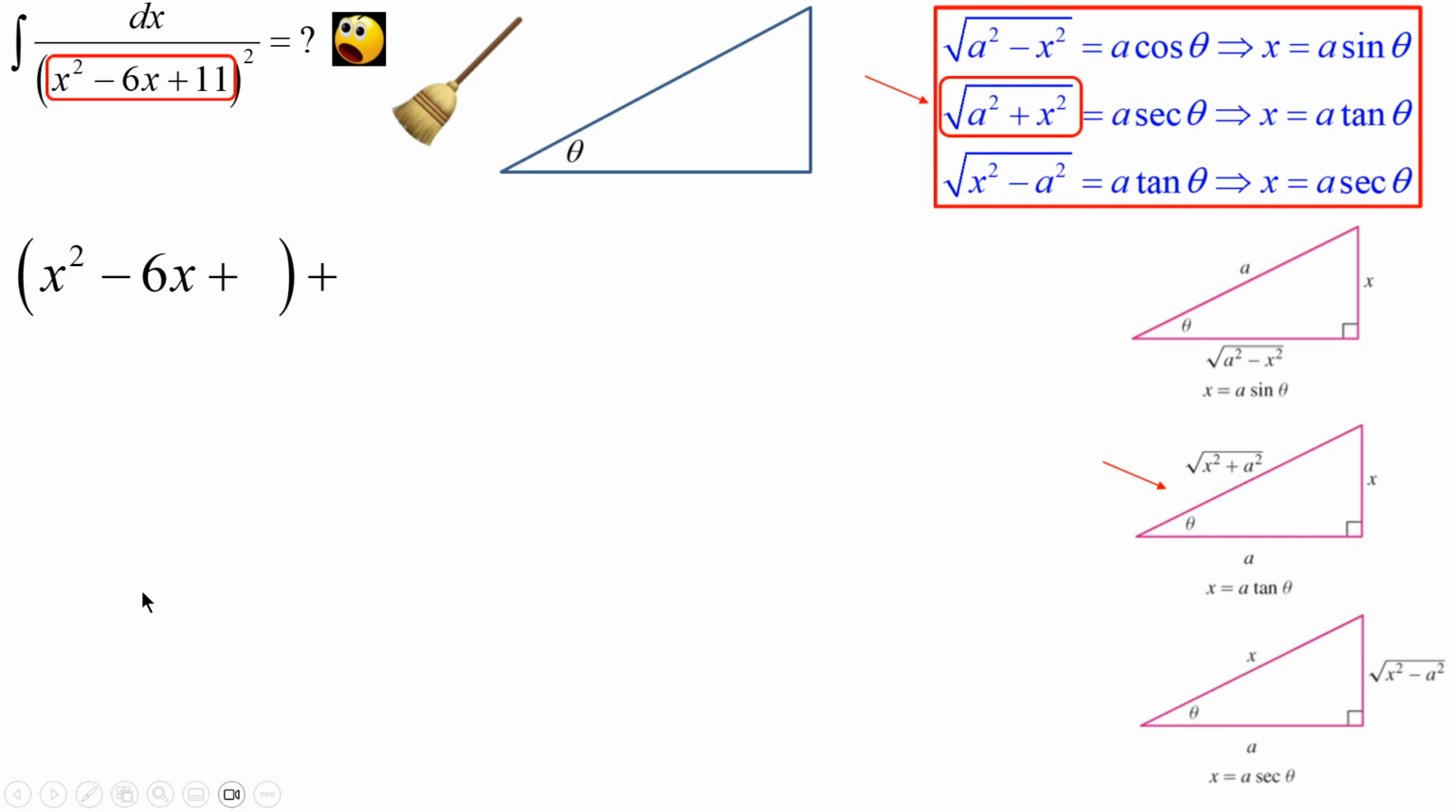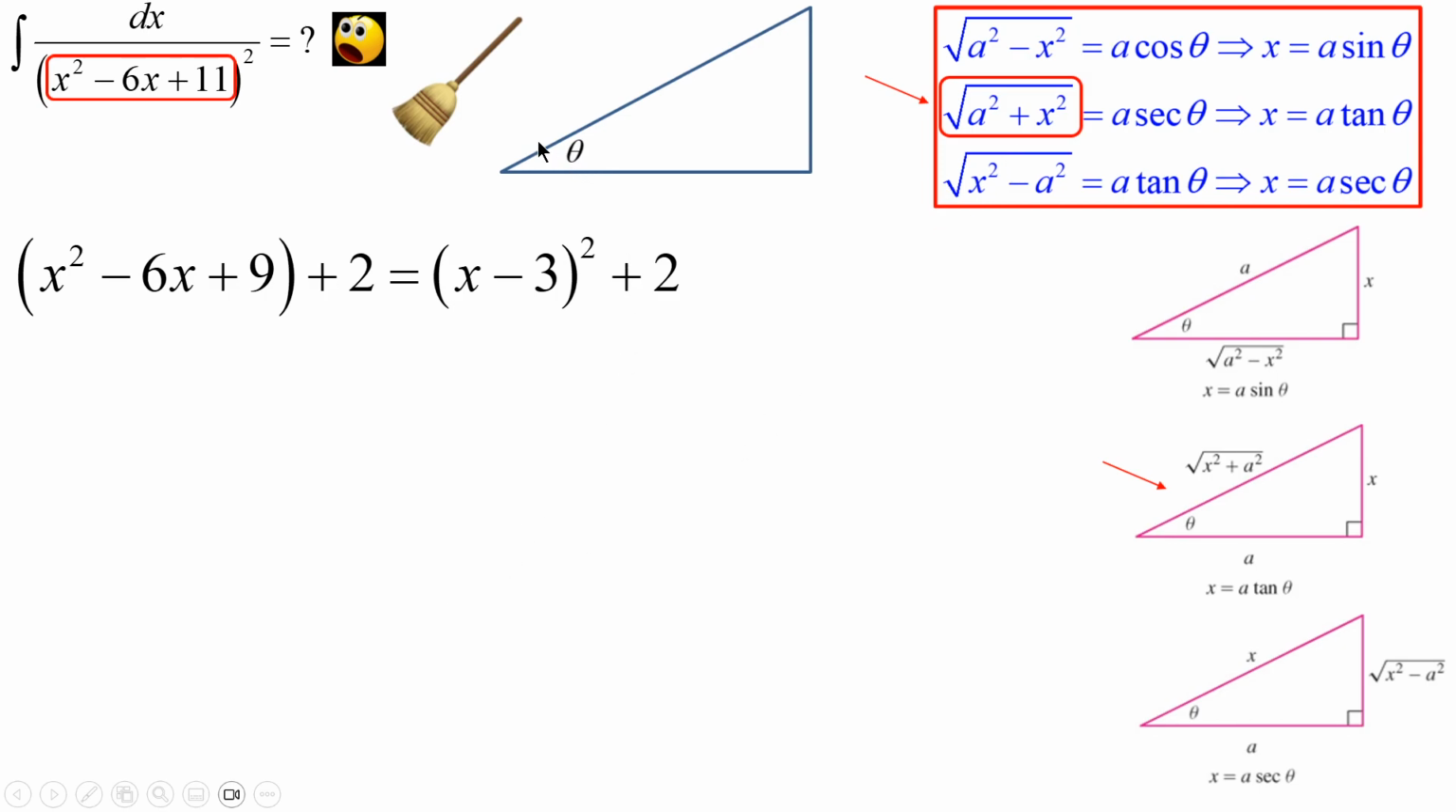So, do you guys agree that half of negative 6 is negative 3, and if I square that, I get a positive 9? This is a perfect square trinomial by completing the square, and now I have to make that the equivalent of x squared minus 6x plus 11, so I'm just going to add 2 to this. Now let's write this expression in factored form. So x squared minus 6x plus 9 is x minus 3 quantity squared. And there I have my x squared plus 2, which I'm looking for right here as an x squared plus a squared. That's going to work.